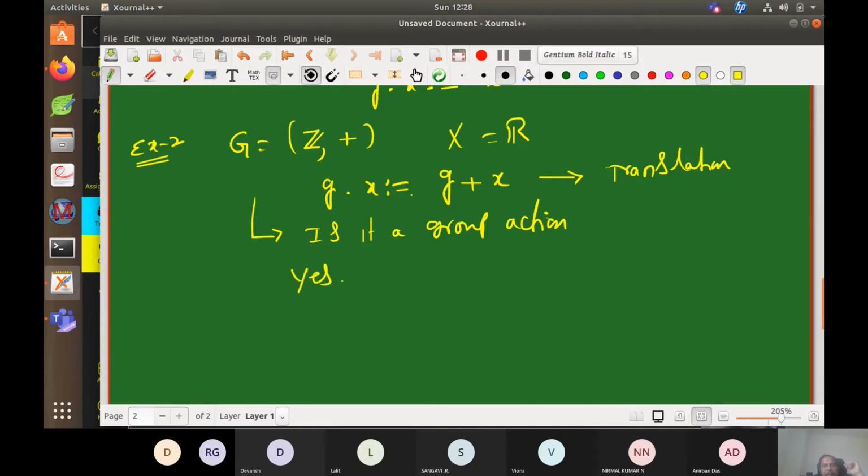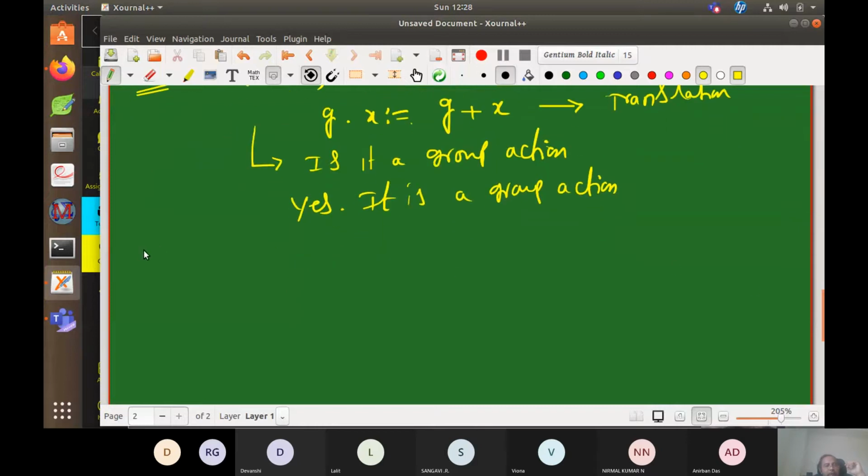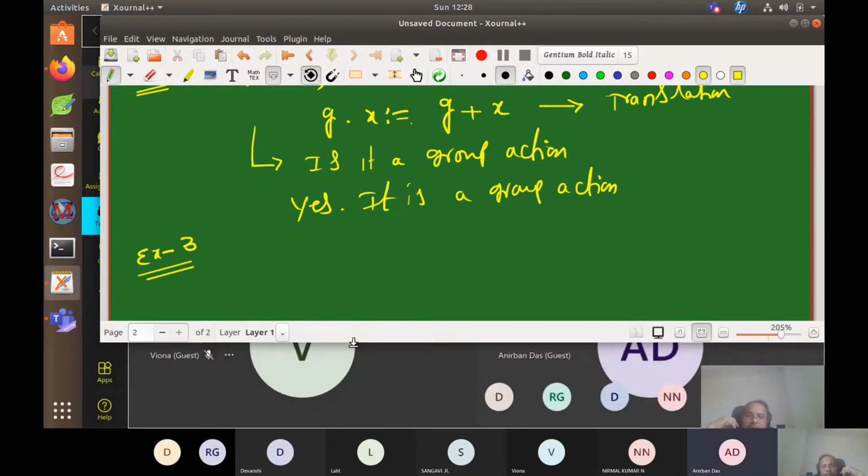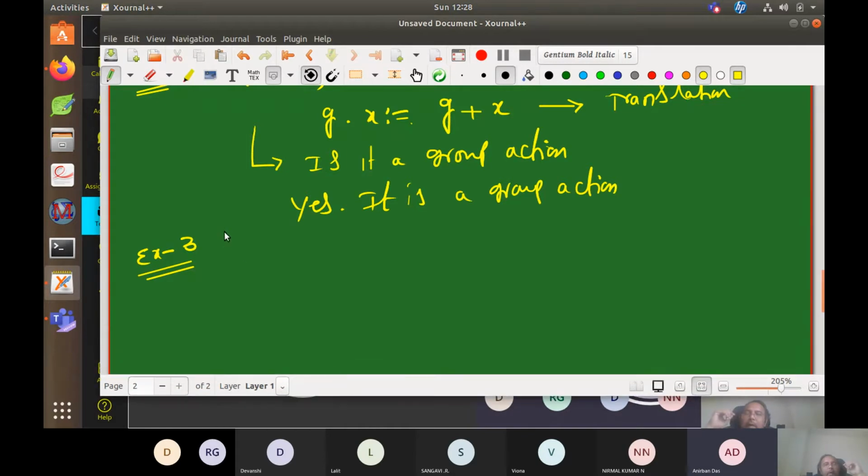Yes, it is a group action. Good, nice. So does anyone want to give one example? Some of you may already have come across this topic, so you can give it. A common example from Sn to In. Sn to? Okay. In means the set 1 to n.